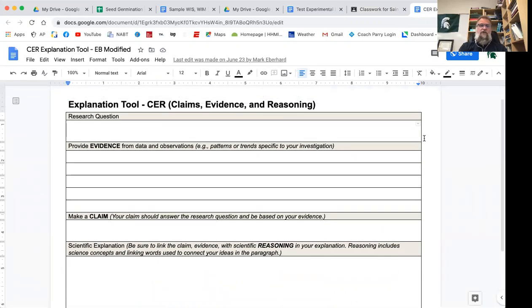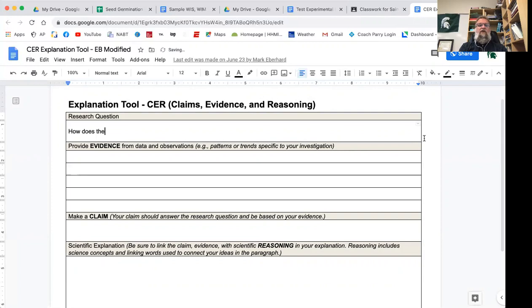So first thing you're going to do is you're going to put your research question into the form, the question that you were trying to answer by doing the investigation. Which you should already have on several of your documents. So I stole the one with salt. So let me do a research question with salt.